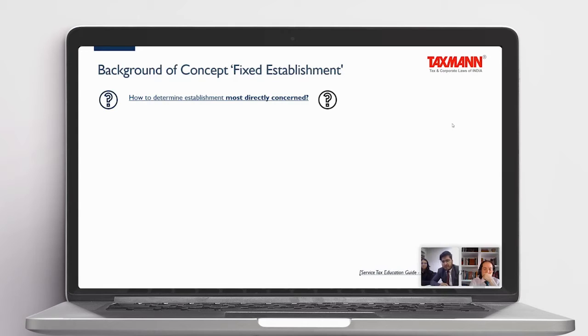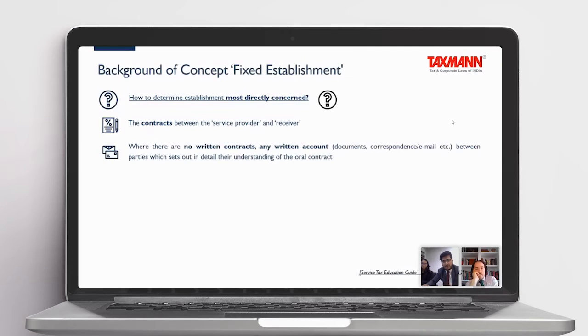Under the erstwhile service tax regime, there was a similar definition of fixed establishment, where the CBIC provided certain indicative factors which enable us to determine which of the establishments is most directly concerned when it comes to the definition of the location of supplier or location of recipient. The clarification provides that it would depend upon the contract between the service provider and service receiver. Where there is no contract, you have to see the documentation, the correspondence, email, etc. between the parties, and that will determine the most directly concerned establishment. The place from where you are actually providing the services, from the supplier's perspective, and the place where you are actually consuming and effectively using the services would be called the most directly concerned establishment.